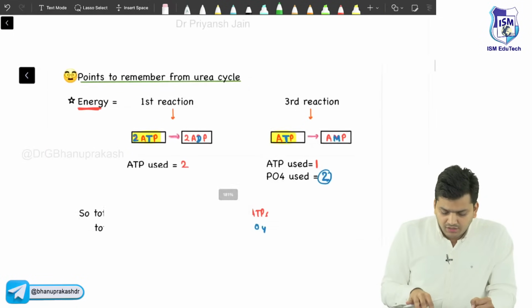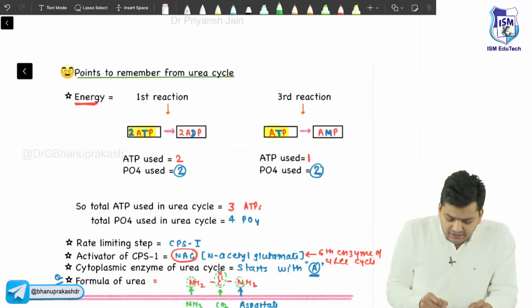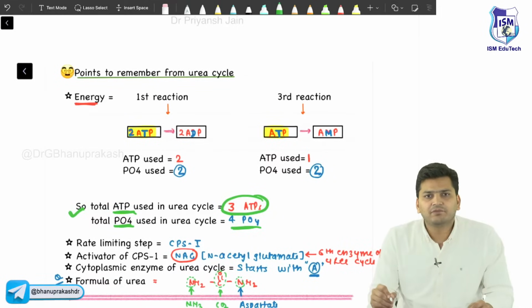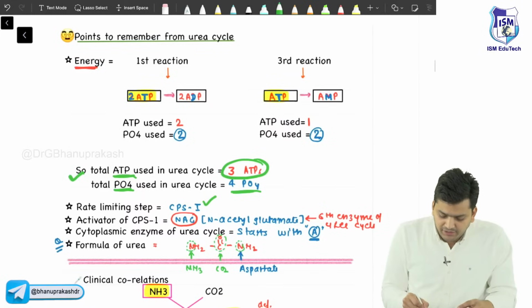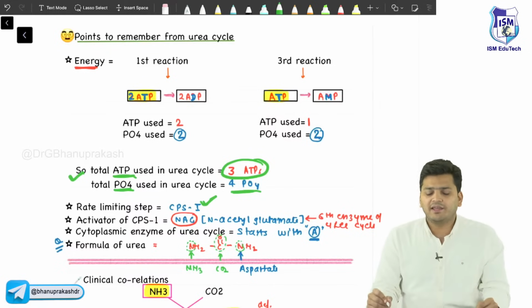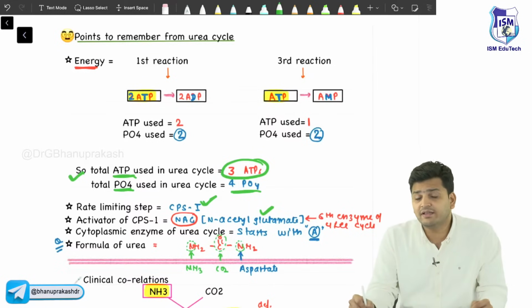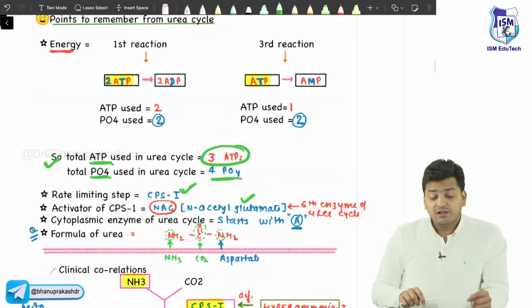See here. The points to remember from the urea cycle. The first, how much energy is consumed? How much ATP is consumed? 3 ATP. If they ask phosphate, 4 phosphates. Second, what is the rate limiting enzyme? CPS1. If they ask what is the 6th enzyme of the urea cycle, NAG is considered as the 6th enzyme of the urea cycle.